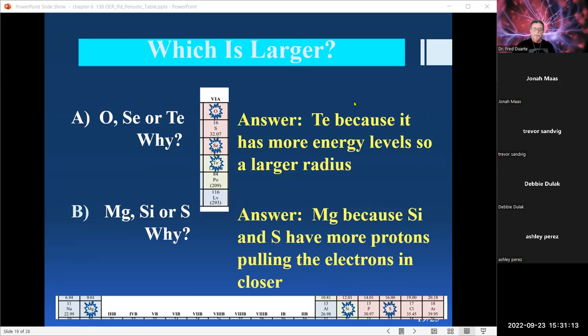Now, you might be asked questions like this, and you'll be told in the question, don't just quote the trend that you observe, but explain the reason behind that trend. Why is the radius getting smaller going from left to right? Why does the radius get bigger going from top to bottom?